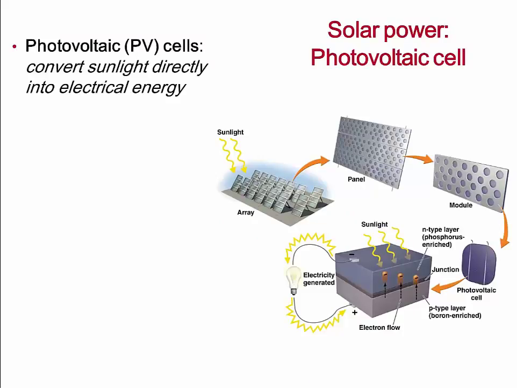One more type of renewable energy source is solar power. This is a type of power, pay attention here, that does not require the turning of a turbine. Okay, so you want to pay attention here. It is the source of generating electricity that does not require the turning of a turbine.